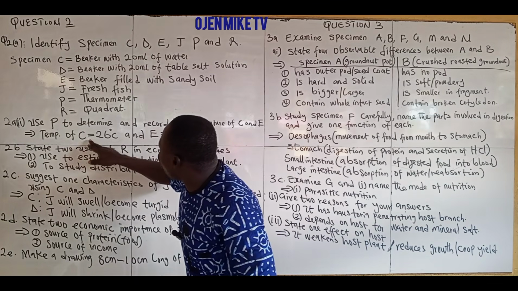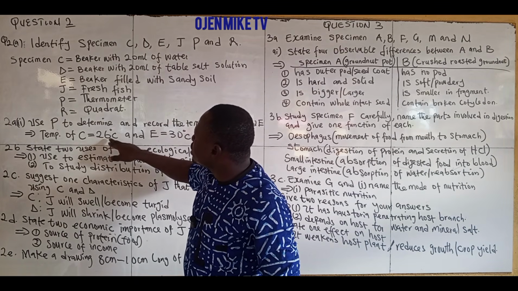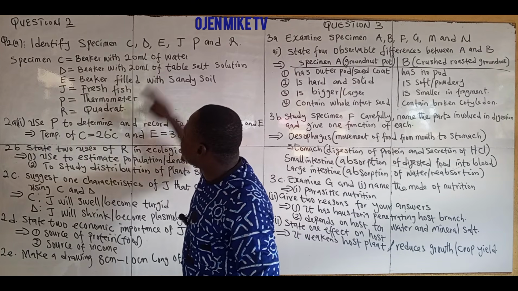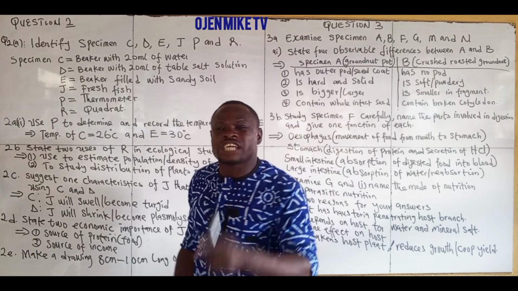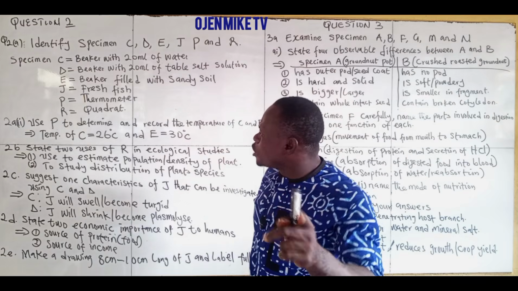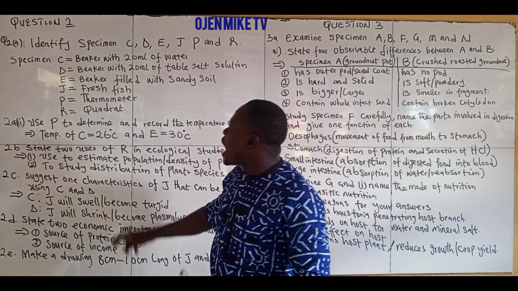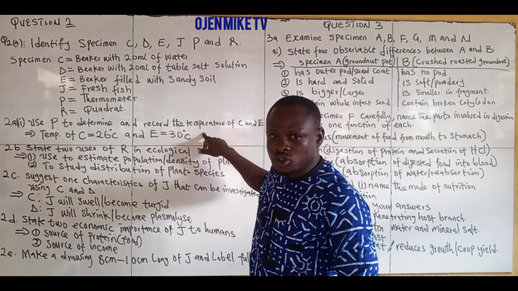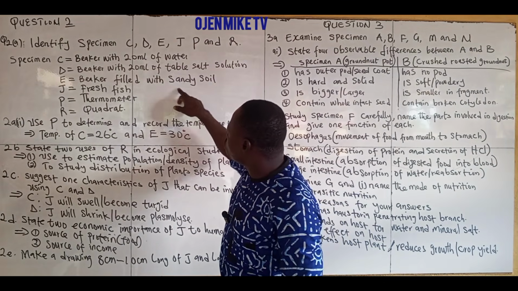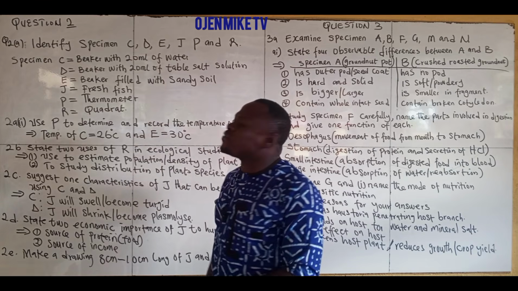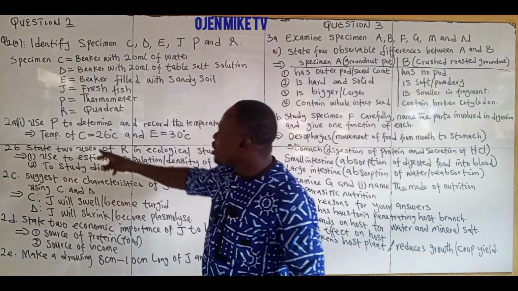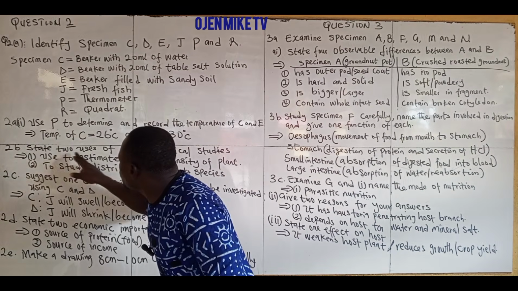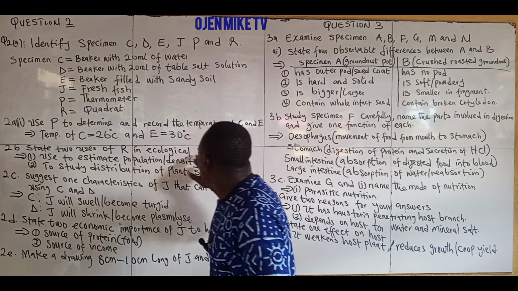Now, the temperature of C, which is a beaker of water, is what? 26 degrees Celsius. If you measure the temperature of the water, it is 26 degrees Celsius. And the temperature of the sand is what? 30 degrees Celsius. Are you following? It means that the soil has a higher temperature than water. Is that understood? Now 2B says, state 2 uses of R in ecological studies.